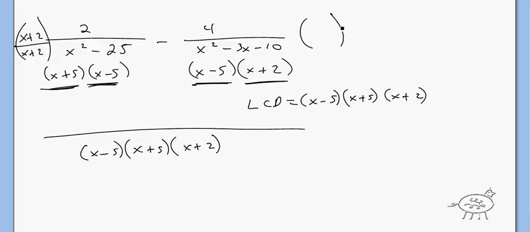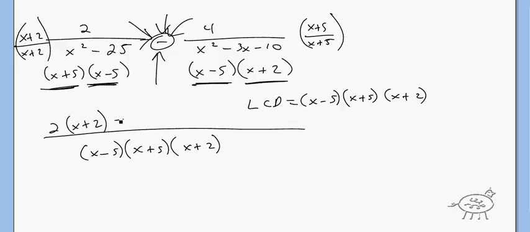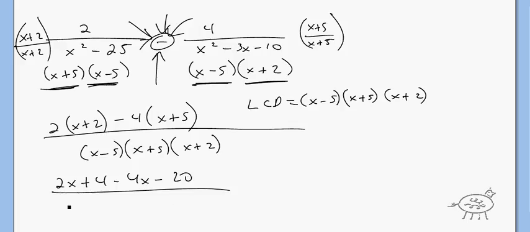Okay, what am I missing here? I'm missing x plus 5. So I want you guys to write out 2 times x plus 2 minus, this is important, guys. People forget this all the time. It's a minus there. So it's minus 4 times x plus 5. Okay, distribute. So I get 2x plus 4 minus 4x minus 20 all over x minus 5, x plus 5, x plus 2.